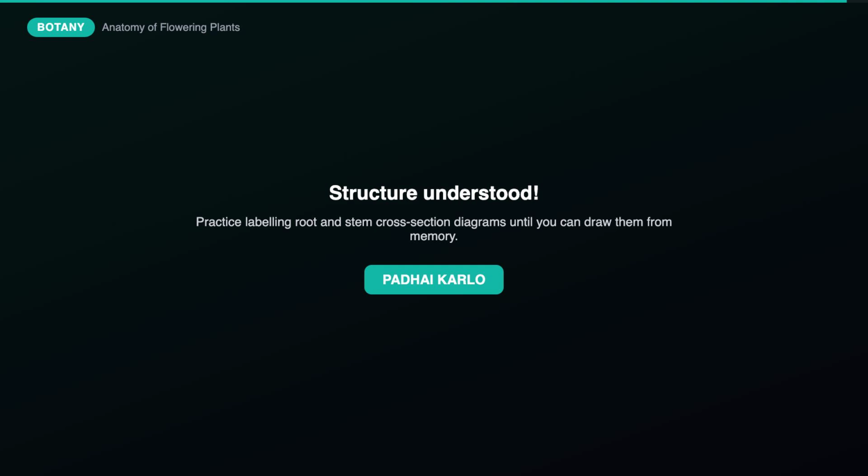Being able to sketch a root and stem cross-section from memory will serve you well on exam day.